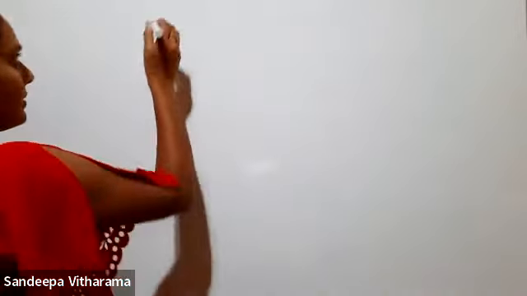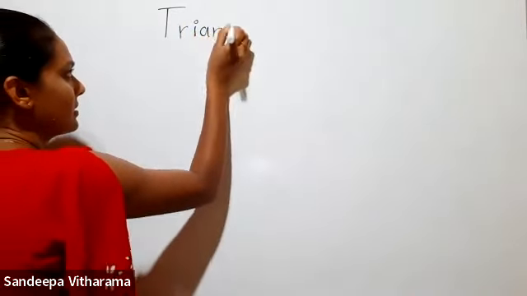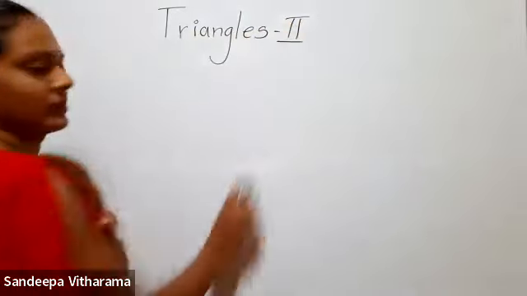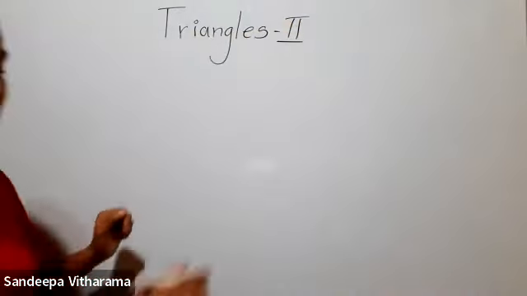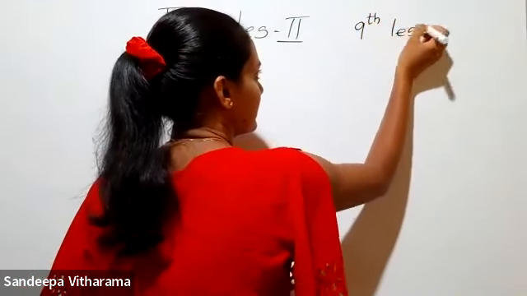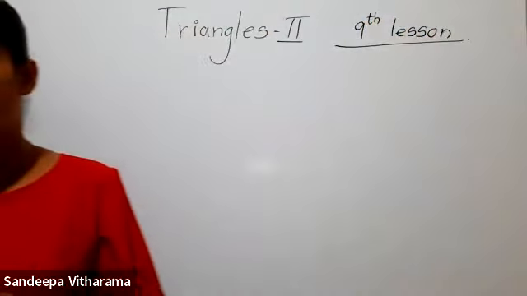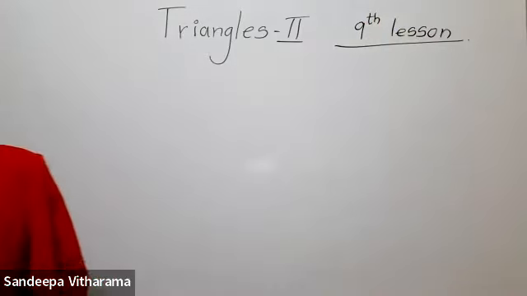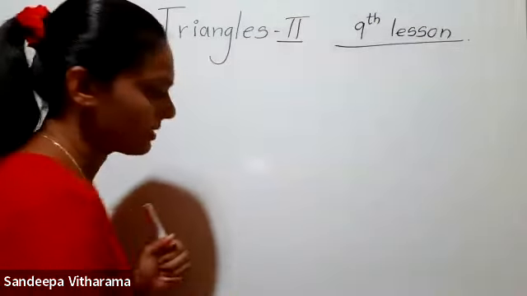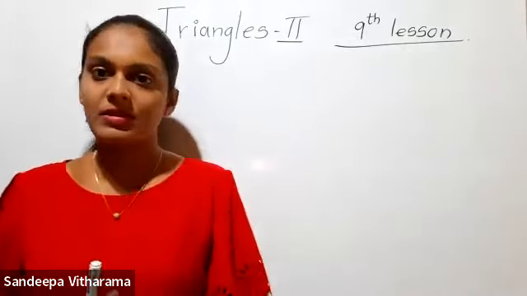Today write down the topic. It is triangle 2. Okay, it is your 9th lesson in your text. This is also one of the geometric lessons that you have to learn in the first term. In this lesson, we are going to discuss some further characteristics about isosceles triangles.